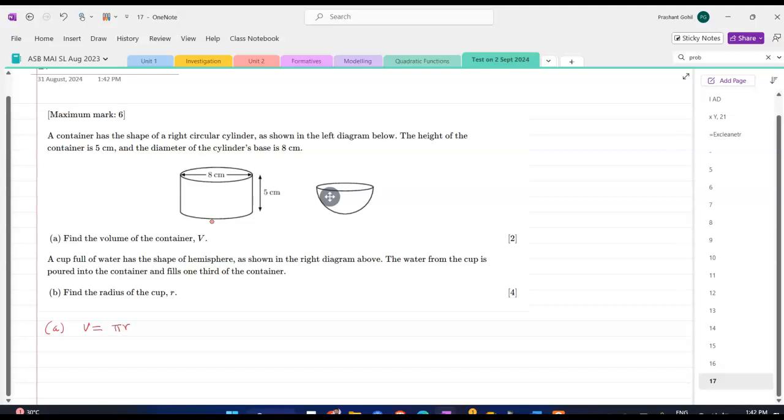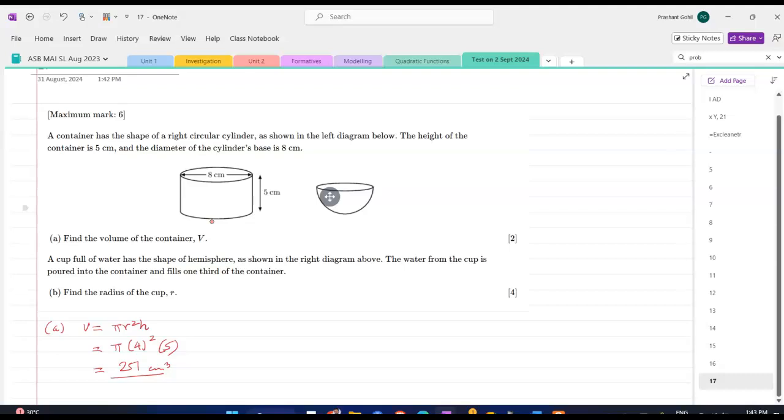V equals pi r square h. So pi, what is the radius? 8? No, 4. Yeah, don't forget that. Don't mess that up. r square times 5, 80 pi. So convert that to decimal. 251.32. So 251. Correct? 3 significant figures.